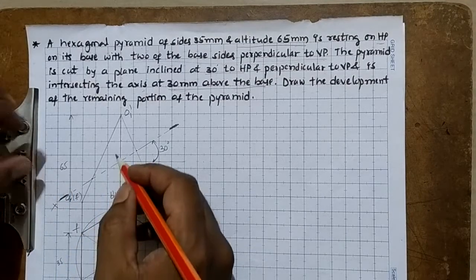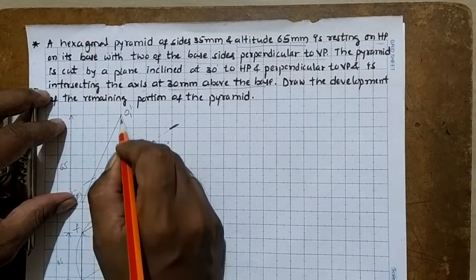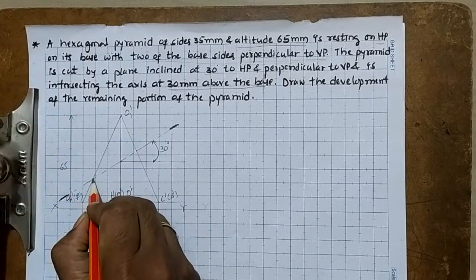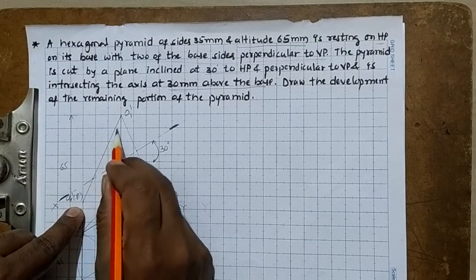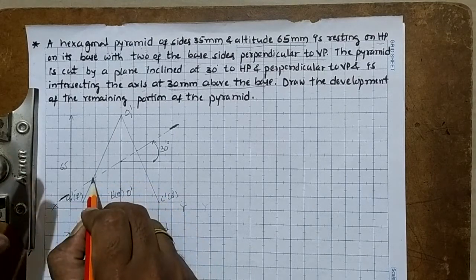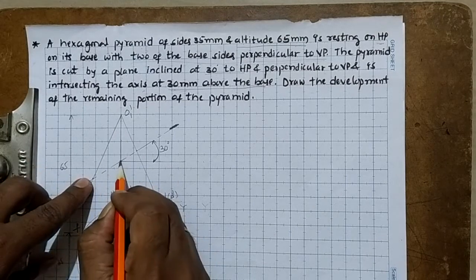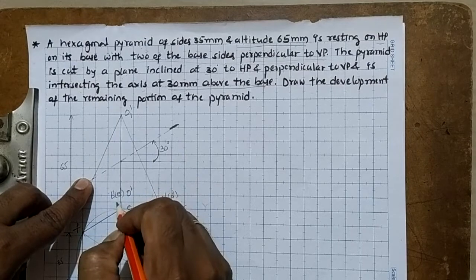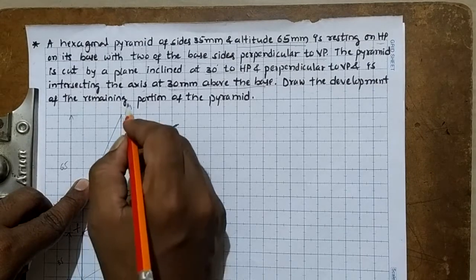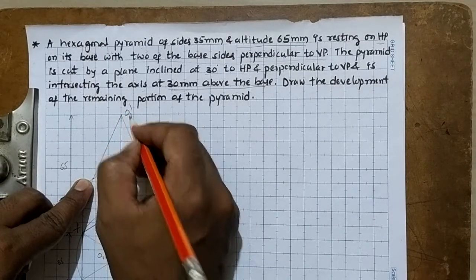We should know that. See, here the section plane cuts these slant edges. How many slant edges are there? There are 2 slant edges. Hence here there are 2 section points occurring. Then here actually there are 3 edges. One is O1 dash B dash, O1 dash E dash, and another one is O1 dash O dash.